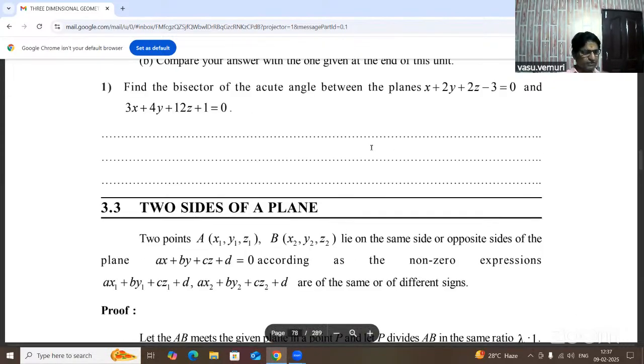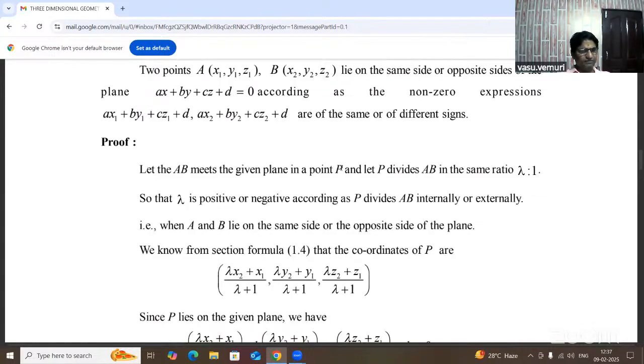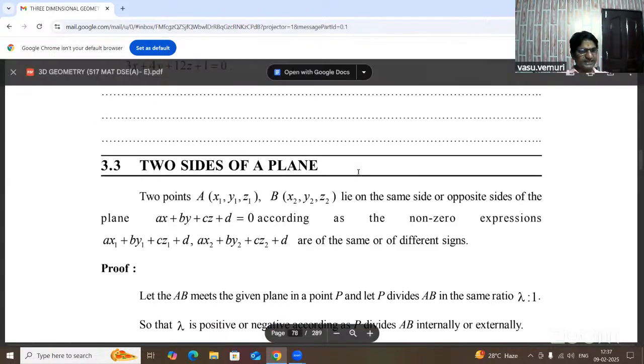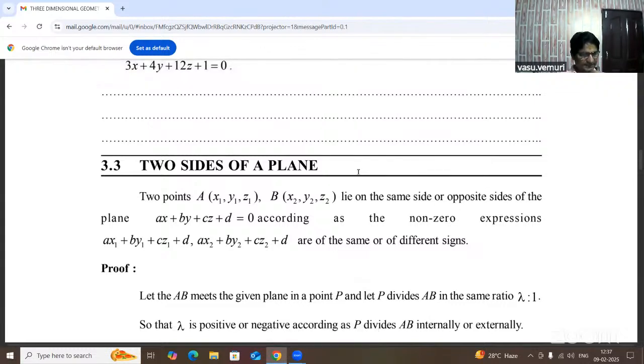So this is also one of the important parts. This is one of the practice problems from the bisecting planes. Now, these are the two sides of a plane. What are the two sides? A point A and a point B are given. Do those points lie on the same side or on opposite sides of the plane?